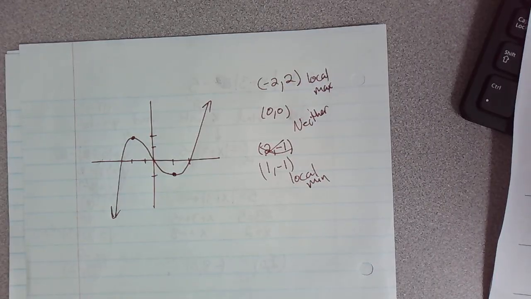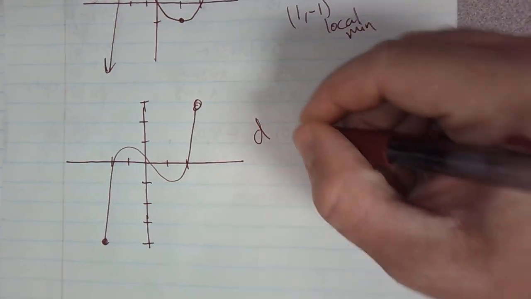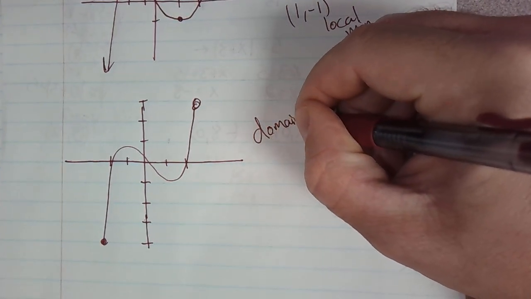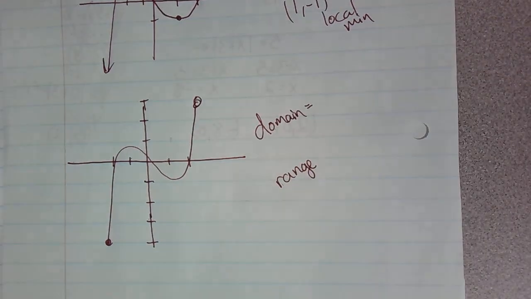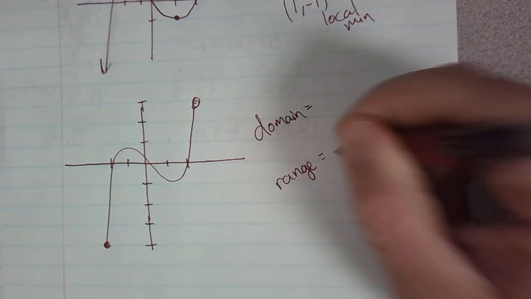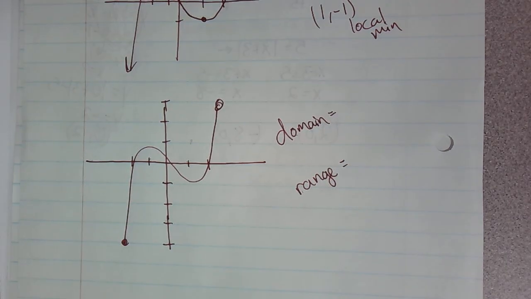Eyes up here. Find the domain and range of this graph. Find the domain and range in interval notation. That's an open dot, by the way. Obviously. Alright, here we go.